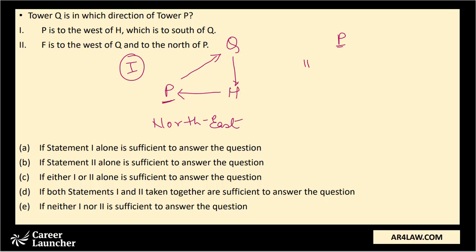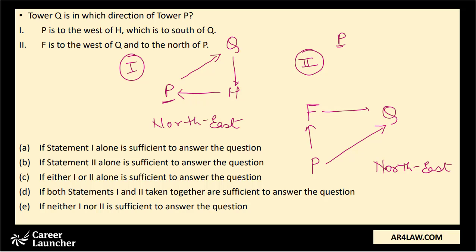Let's also evaluate statement 2. Statement 2 says F is to the west of Q and to the north of P. So this somehow looks like this. Again, standing at P, when we are trying to look at Q, we will have to look in the northeast direction. So again we are able to give an answer: northeast. Yes, tower Q is in the northeast direction of tower P.